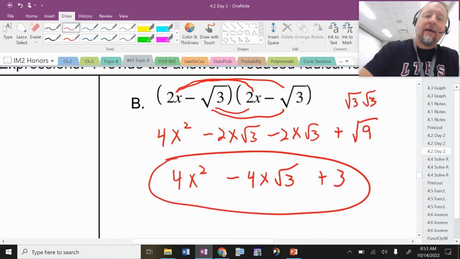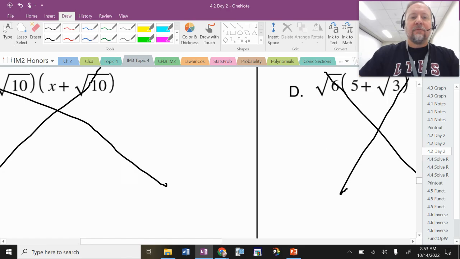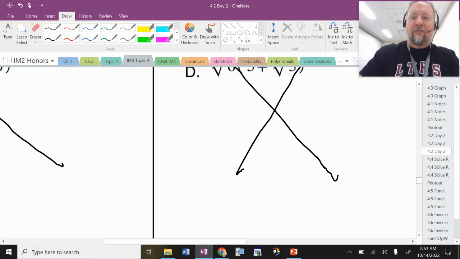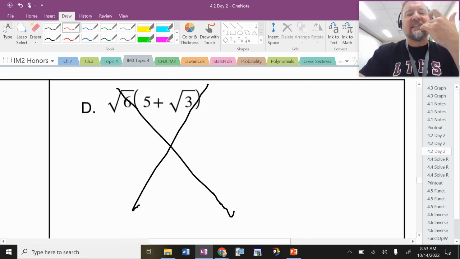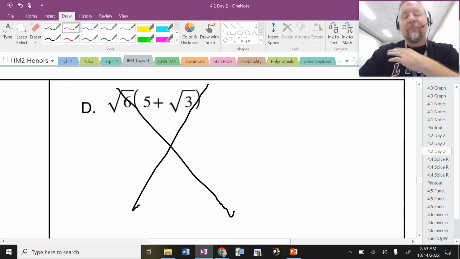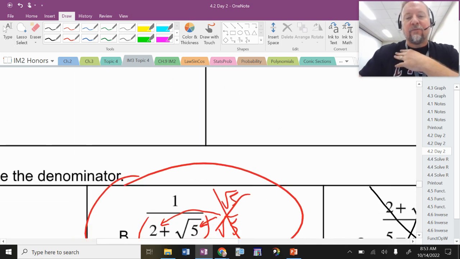So that's that. Let's see what other examples Mrs. Fasola had. That's just another FOIL, not needed. That's just another distribution. 6 has a 3 in it, so you'd end up with root 6 times root 3 is root 18. 18 is 9 times 2. Then you'd take out a 3 out of there. Square root of 9 is 3.